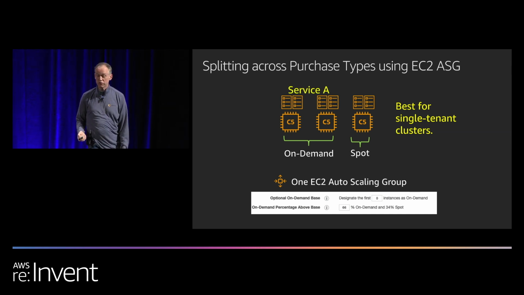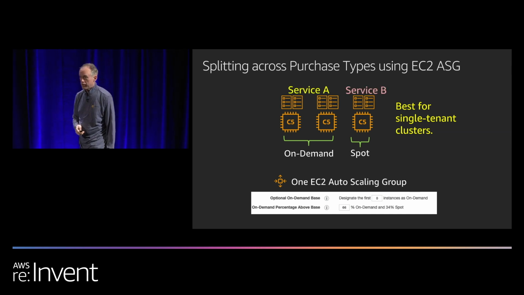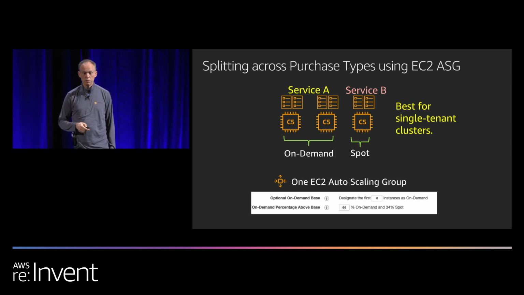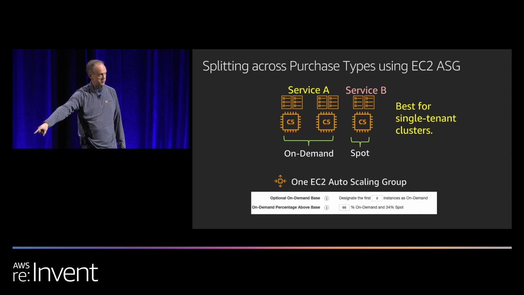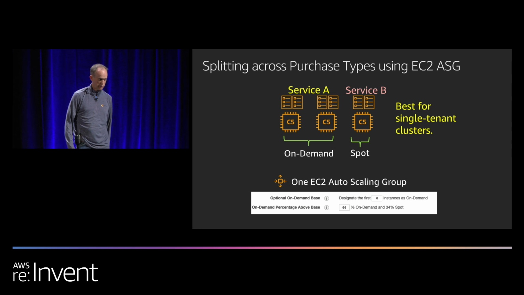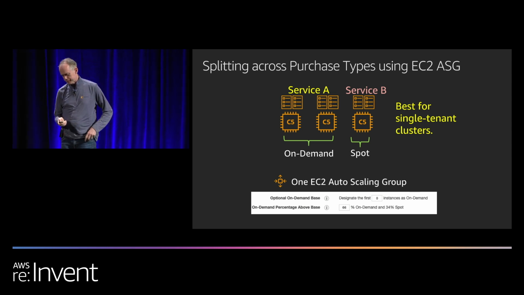But if I run two services in this cluster, there's no guarantee that one of them doesn't end up on all the on-demand instances and the other doesn't end up on all the spot instances. And now I'm unintentionally putting the service that ends up on the spot instances at risk of a loss of availability. So this works, but really only for single tenant clusters.